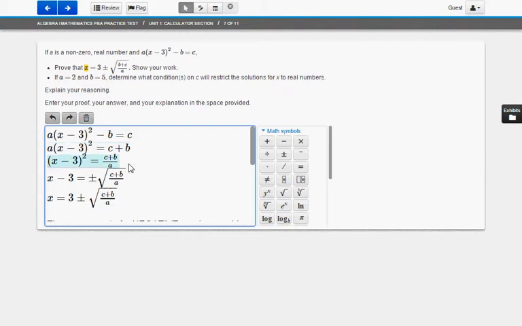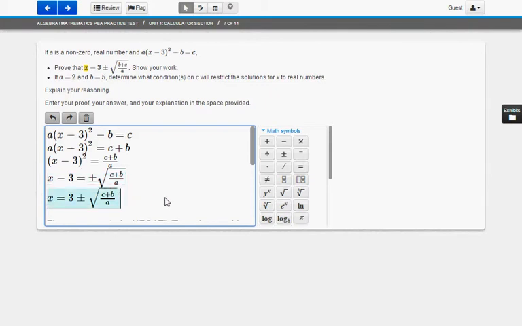And then my next move would be to undo squaring a quantity. To undo squaring something, you take the square root. And more specifically, in this case, you take the positive square root and the negative square root. This little plus minus button over here is the thing I would type first, and then I would use the radical, the square root button, and put a fraction in so that I could type C plus B over A. Final step then is to add 3 to the other side of the equation.